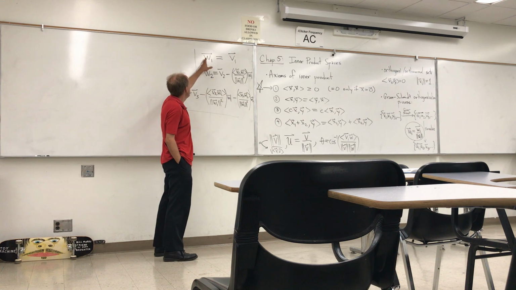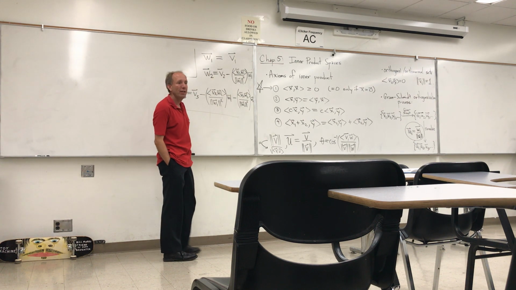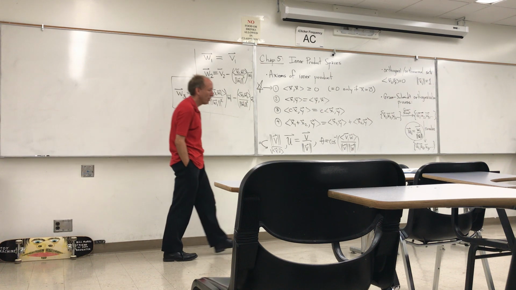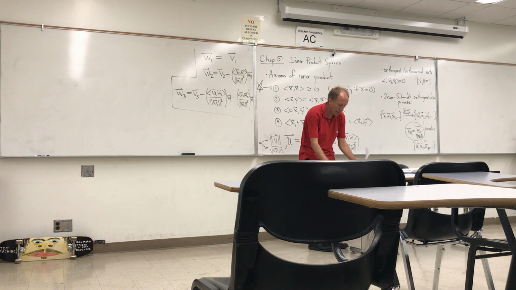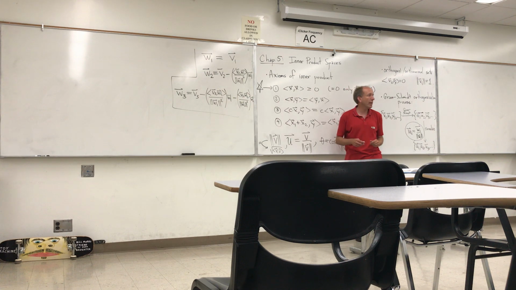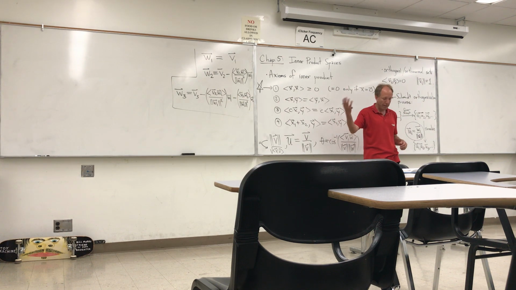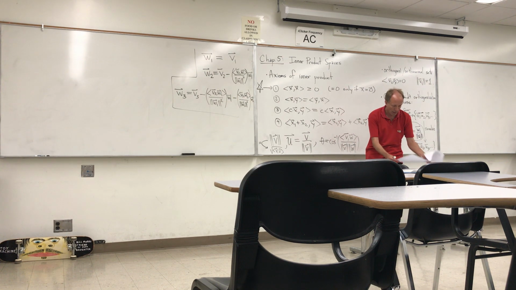Magically, W1, W2, and W3 will now be orthogonal. Okay, they will end up being orthogonal. And so, from there, you can simply go ahead and normalize them if you are asked to do that.